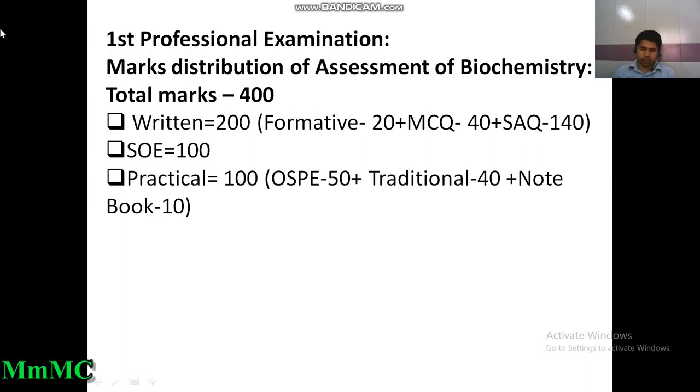Solution. From solution, the important questions are: define and classify solution with example. What is the difference between normal saline and normal solution? Define molar and osmolar solution and give the calculation to prepare 100 ml N/10 sulfuric acid solution. This is also important for your practical exam, that means the traditional practical. This is also important for both practical and written.